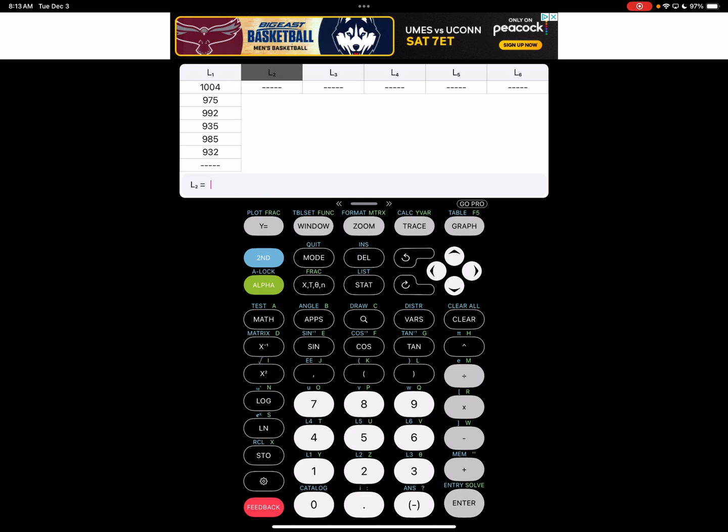So what do we put in L1? The X's or the Y's? It actually does not matter with the R value, but it does for your line. X is good. So X is going in L1. Thank you. Look at you working that note sheet. So 1,004, 975, 992, 935, 985, and 932.